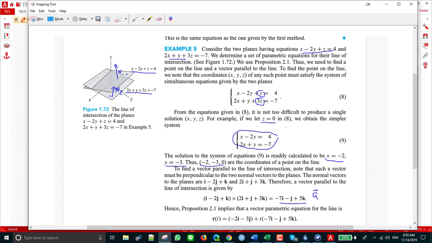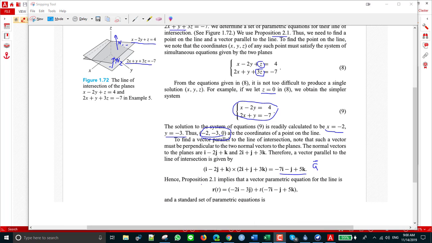That's our A. And we also found a point here. So we have everything that we need for proposition 2.1. So proposition 2.1 implies that a vector parametric equation for the line is, here's the point. So that comes from here. And here's the A.